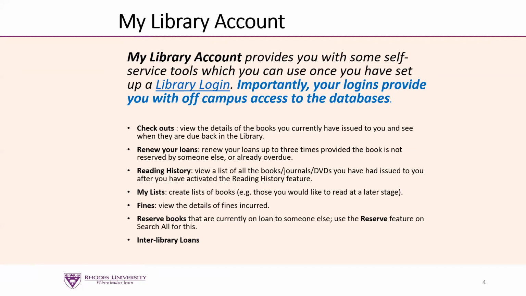Once you have created your logins, you can view the details of the books issued to you and see when they're due back. You can renew them before they become due, provided that the book hasn't been reserved by someone else or is already overdue. You can see your reading history. You can also create lists of books that you want to read at a later stage. You can note if you have any fines and be reminded to pay them. You can also reserve books that are currently on loan to someone else, and this is on Search All. And it also gives you access to interlibrary loans.